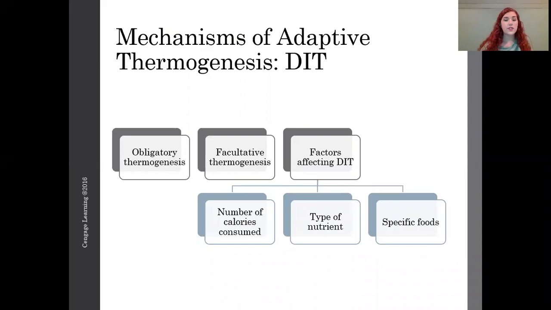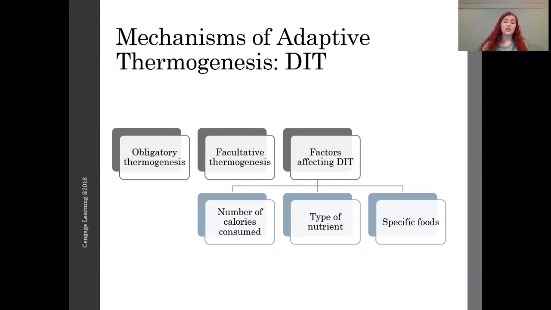So when an individual consumes food, there are two components of diet-induced thermogenesis that contribute to an increase in energy expenditure. One of these is obligatory thermogenesis, which is the involvement of increased energy expenditure immediately after eating, as well as for a period of several hours afterwards, in order to support the ingestion, digestion, absorption, and transport of foods. Facultative thermogenesis is the heat that is produced in brown adipose tissue.